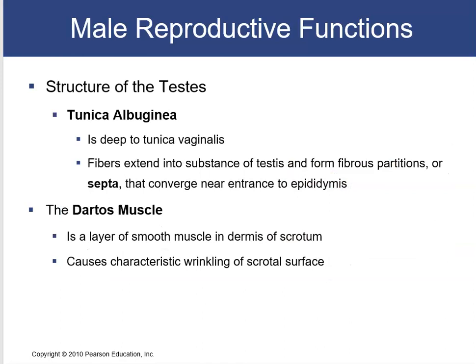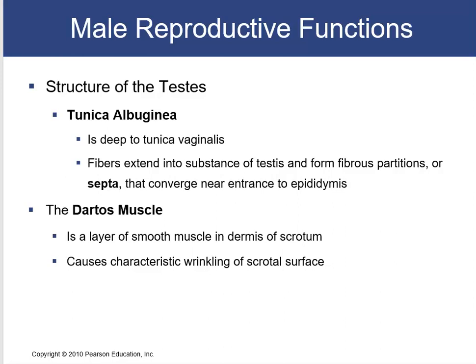Another structure associated with the testes is the tunica albuginea. This too is a term we will see when we talk about the ovaries in the female. The tunica albuginea is deep to the tunica vaginalis. It sends fibers of itself that extend into the testes and will form fibrous partitions, also known as septa. These septa all then converge near the entrance to the epididymis, and we'll see these on our next slide, the next picture.